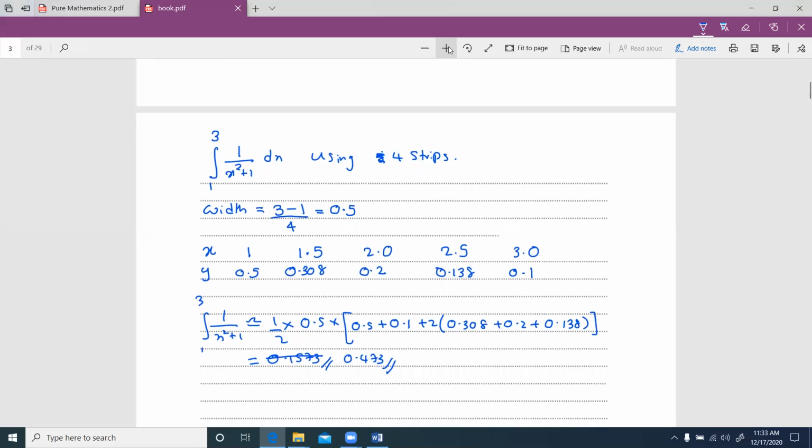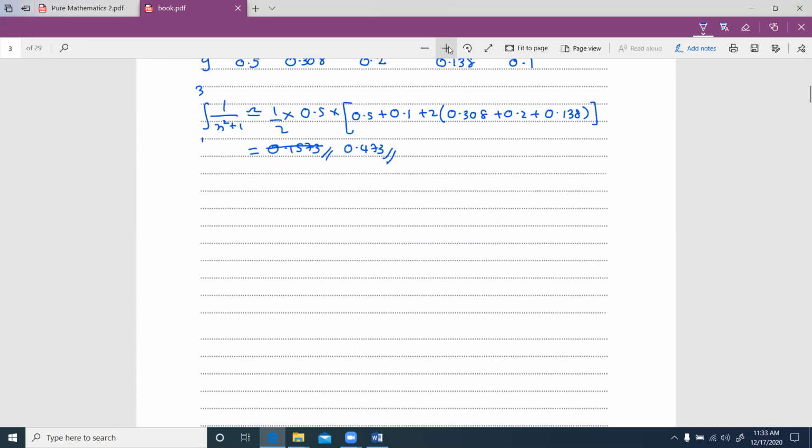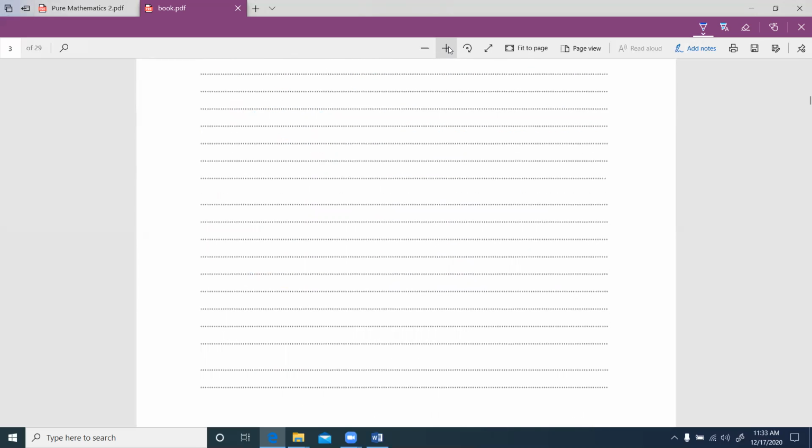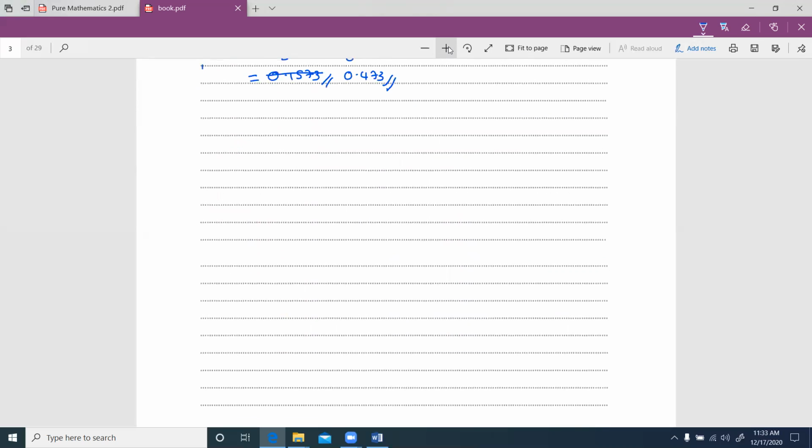Right. Okay. Let's go to another question. The next example: we need to find the integration from 1 to 2.5 of the square root of 2x minus 1, using 6 strips.